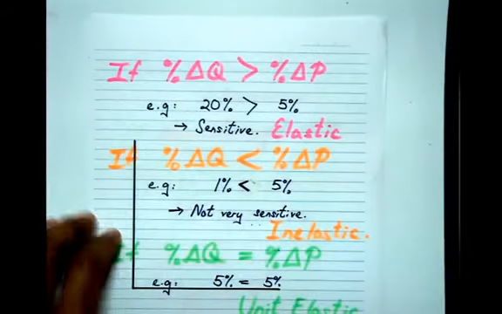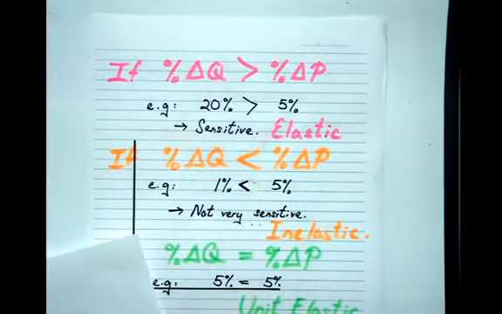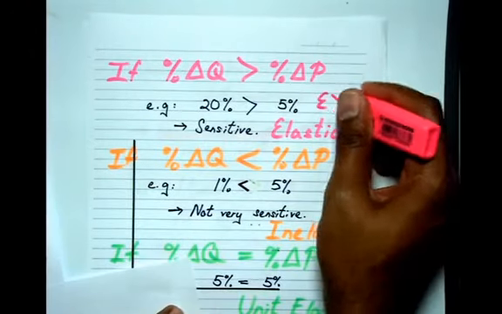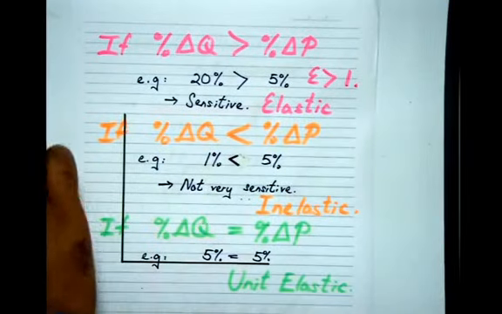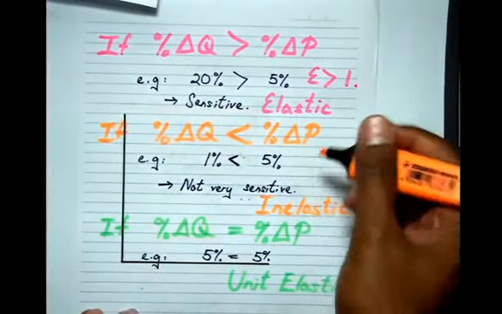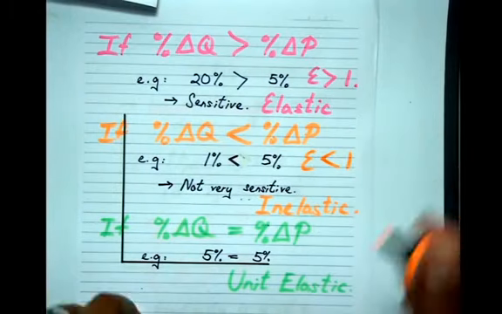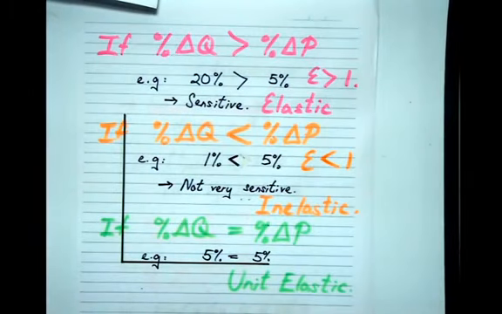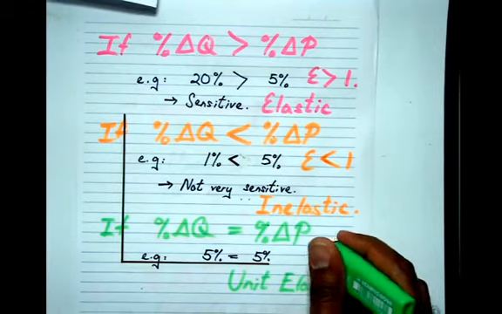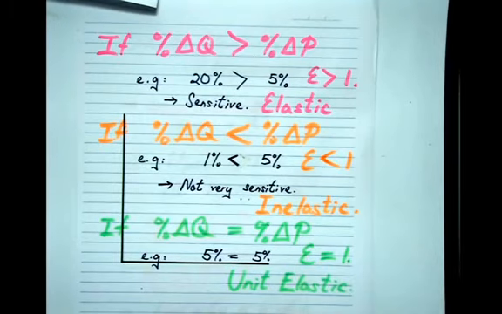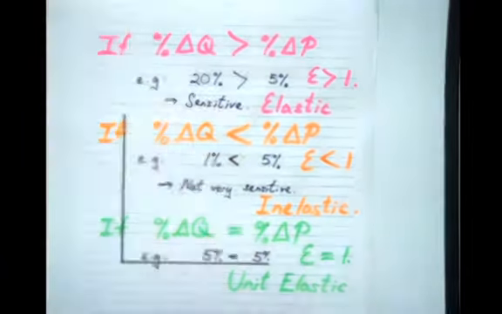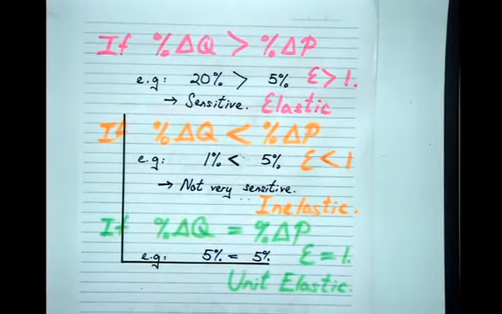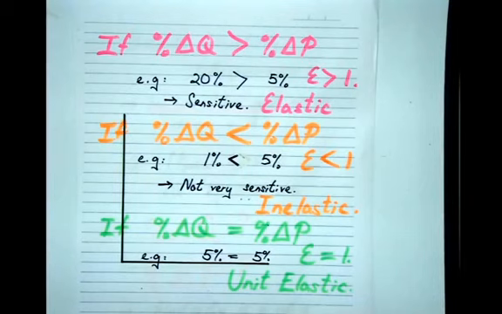So if you could add to this, please. If something is elastic, the value of elasticity will be more than 1. If something is inelastic, the value of elasticity will be less than 1. And if something is unit elastic, the answer will be equal to 1. So that's what the 2 means.